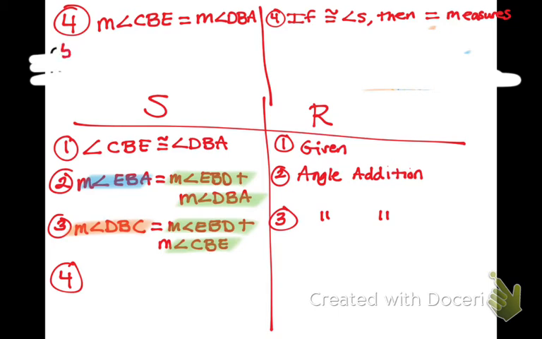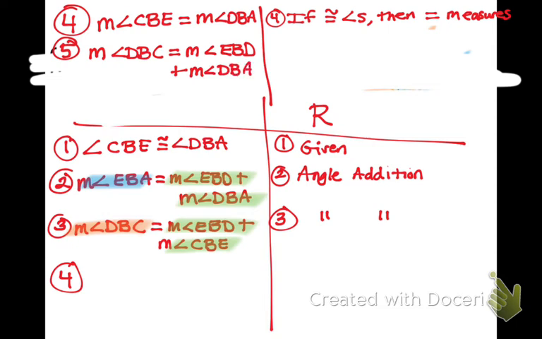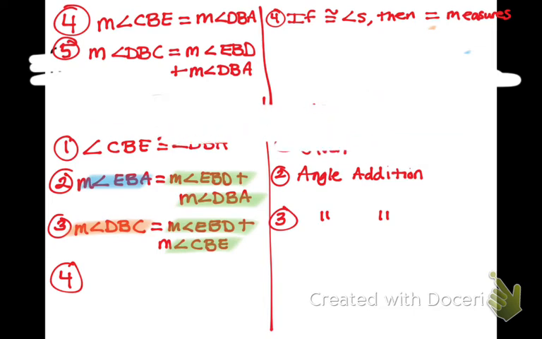So now my line 5, I'm going to rewrite my line 3. So the measure of angle DBC is equal to the measure of angle EBD plus, now instead of CBE, I'm going to make it the measure of angle DBA. Because now I can do that because of substitution. Because in line 4, I said that they were equal to each other. So substitution.